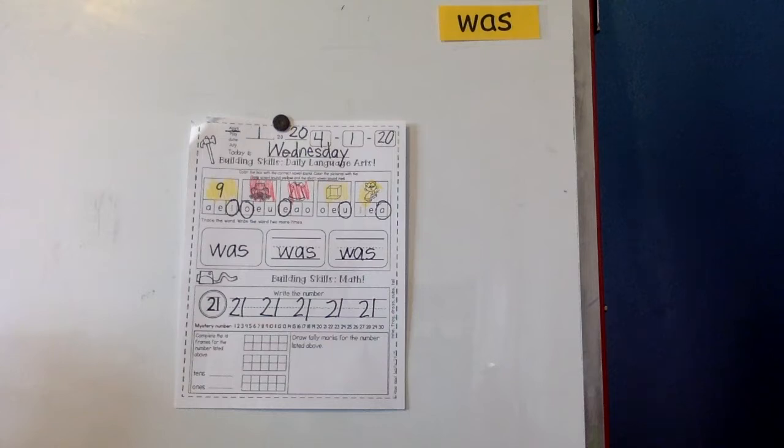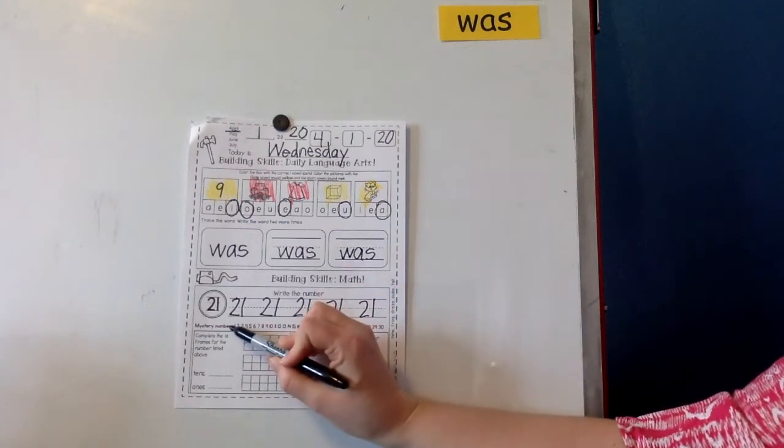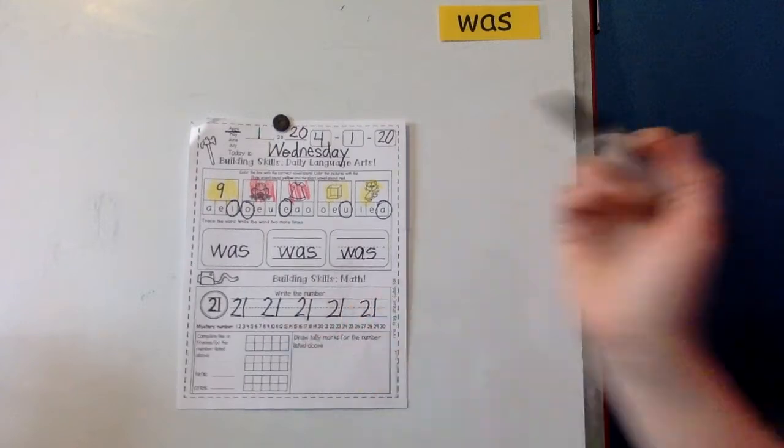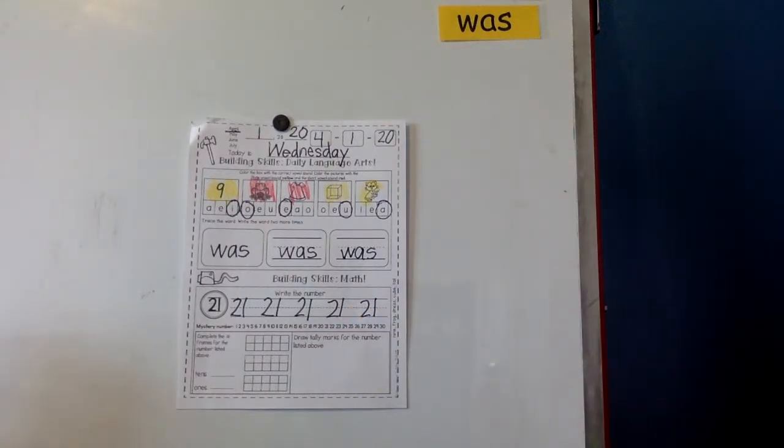All right, for our mystery number, I'm going to give you a couple of clues. There are 2 digits in this number. So what do we know it can't be now? We know it can't be 1 through 9 because they only have 1 digit in their number.